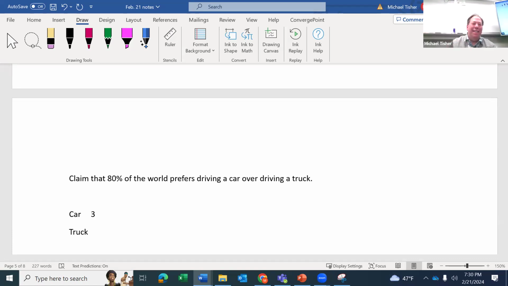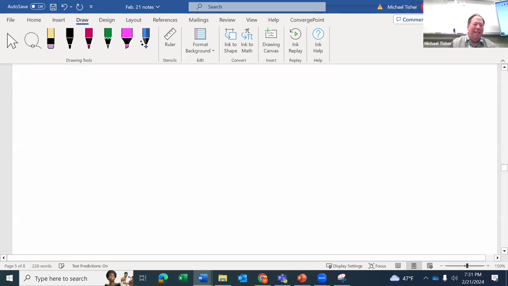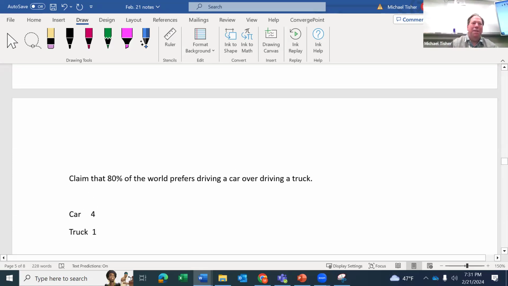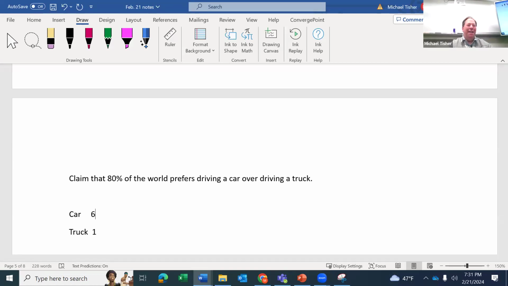Me? Car. Now, just because I claim that doesn't mean you have to choose car, right? Do you really prefer car over truck? I don't like big cars. Yeah, me too. All right. How about you, Rain? What about you? Car. So that's 6-1. Okay. So you think this claim is true?